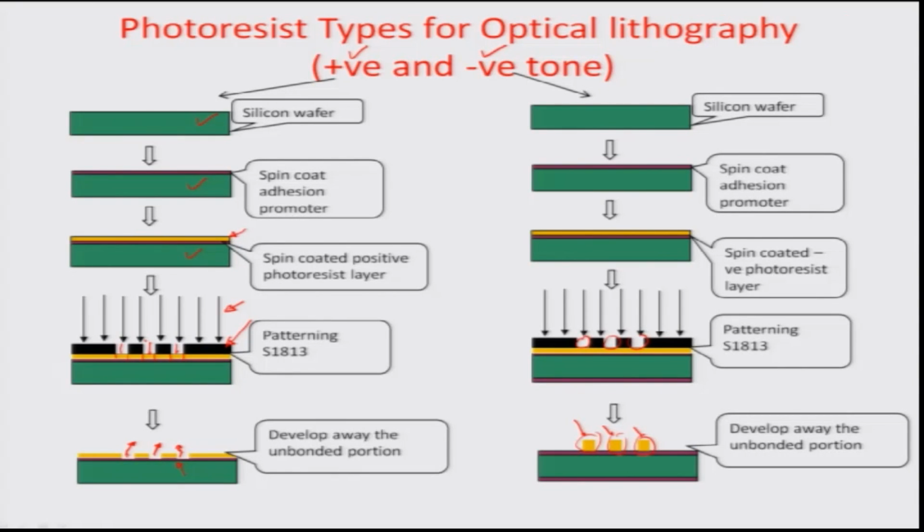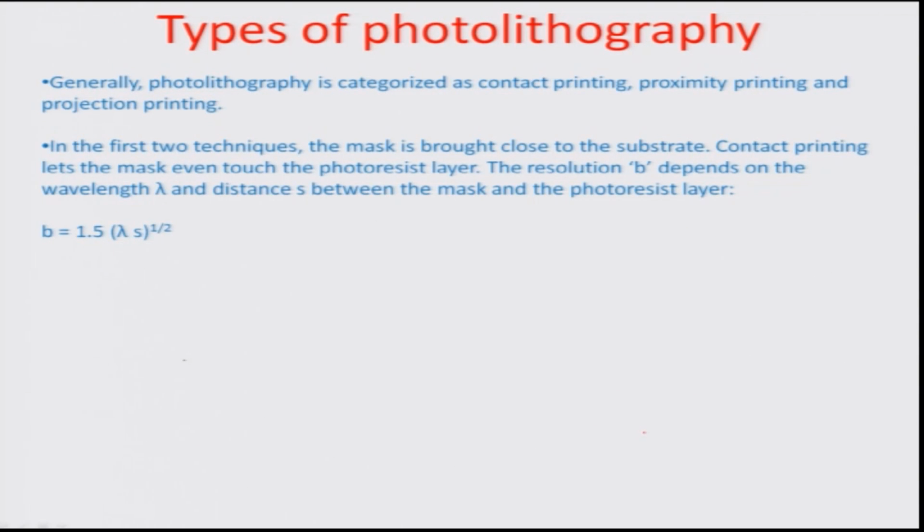And in fact, if we look at resolution related to optical lithography, you can have three different kinds of printing processes. As I said, one is contact lithography or contact printing, another is proximity printing or lithography, where there is a small gap between the mask and the wafer, and then finally the projection printing or projection lithography, where the mask is quite far away from the wafer and there is a lot of gap in between. So in the first two techniques, the mask is brought close to the substrate, okay, and contact printing lets the mask even touch the photoresist layer.